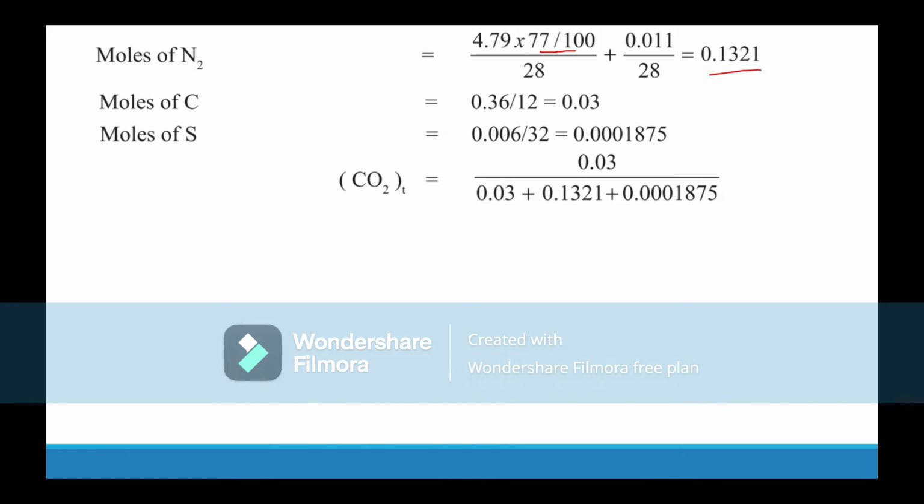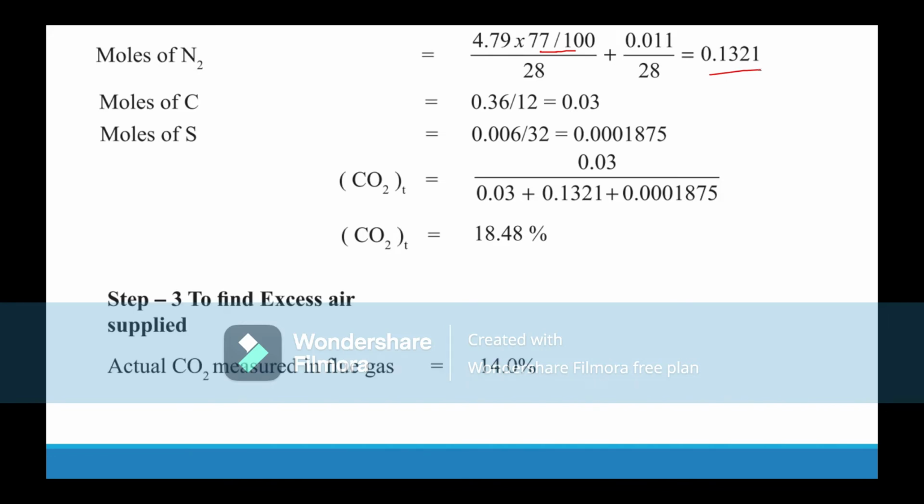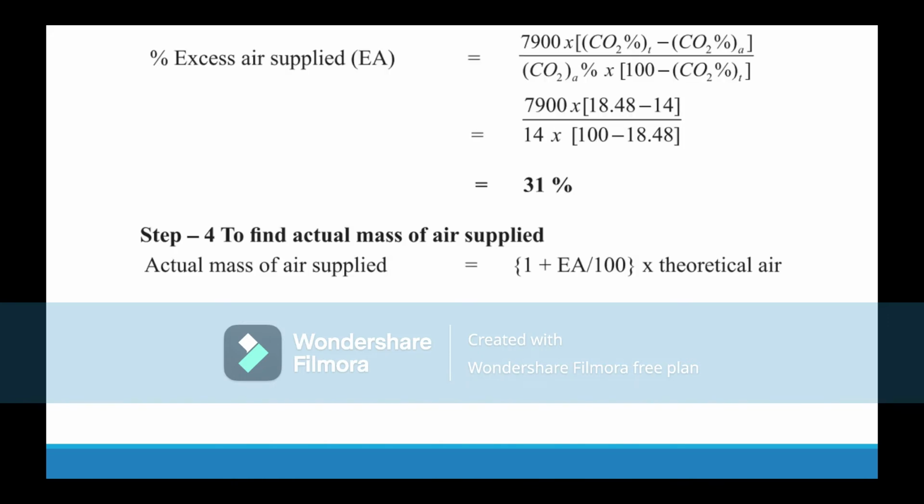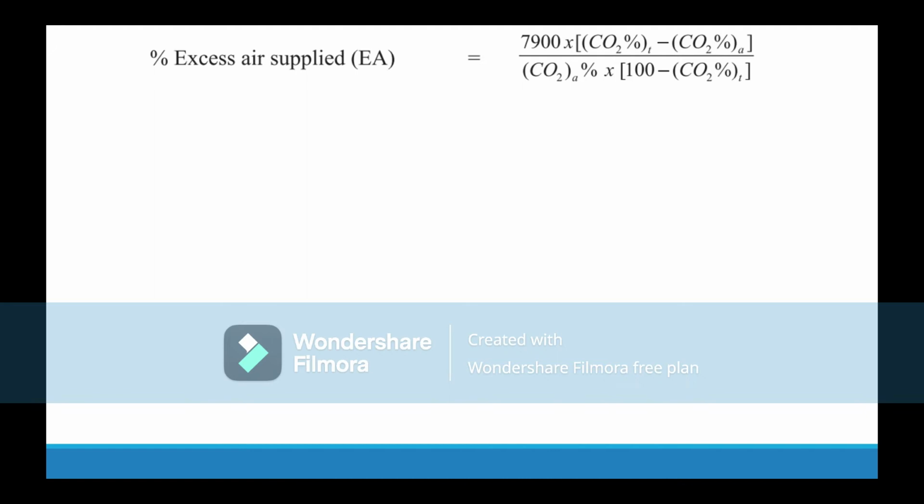Then substituting the above values in the formula, we can get the theoretical CO2 in flue gas. In the problem, the actual measured CO2 in flue gas is given as 14%, which is used to find the excess air supplied using the formula: excess air supplied equal to 7900 into (CO2 theoretical minus CO2 actual) divided by CO2 actual into (100 minus CO2 theoretical). Substituting the theoretical and actual values in that formula, we get the excess air supplied as 31% of theoretical air.